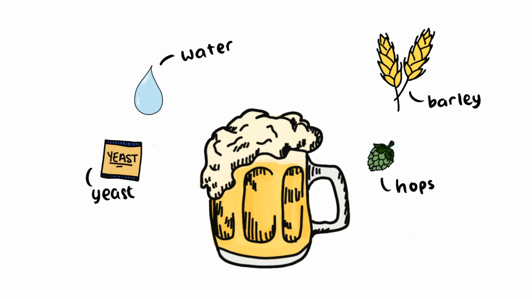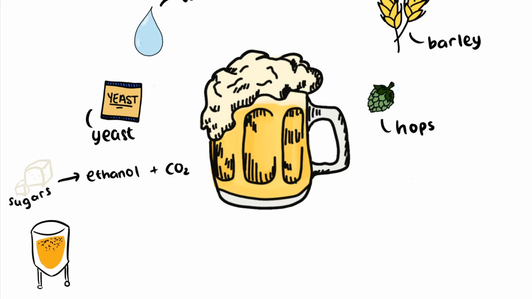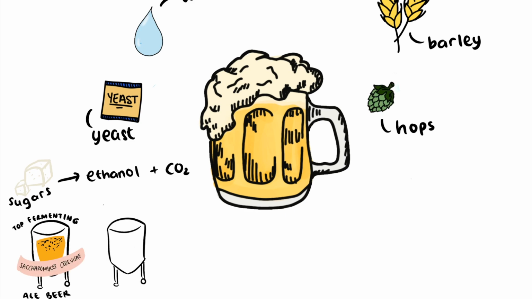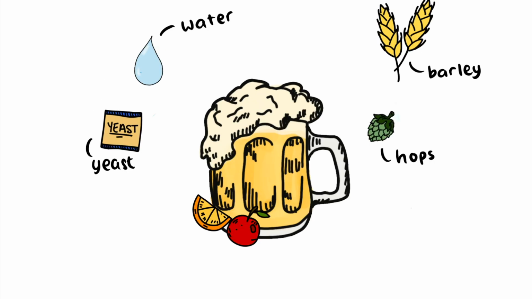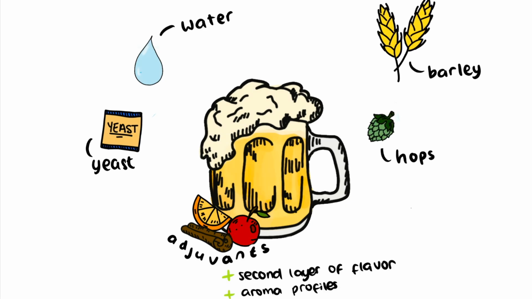Yeast is the single-cell organism responsible for the transformation of sugars into ethanol and carbon dioxide during the alcoholic fermentation period. There are 2 types of yeast: top fermenting, Saccharomyces cerevisiae, and bottom fermenting yeast, Saccharomyces pastorianus, based on where the yeast settles once the fermentation is complete. Normally, Saccharomyces cerevisiae is the yeast of choice to make ale beers. Lastly, adjuvants are added to create a second layer of flavor and aroma profiles to complement the brewed product.